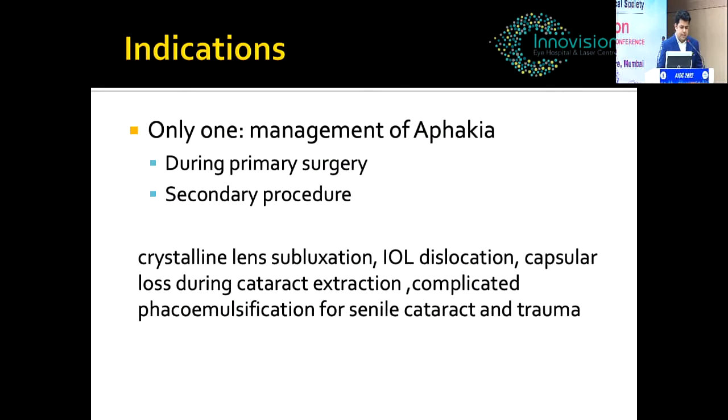Now, what are the indications for a secondary IOL? When we see management of aphakia, it can be during a primary surgery or during a secondary surgery. I noted down certain points like crystalline lens subluxation, IOL dislocation, capsular loss during cataract surgery, or any complicated phaco for senile cataract can be some of the causes for a secondary IOL.